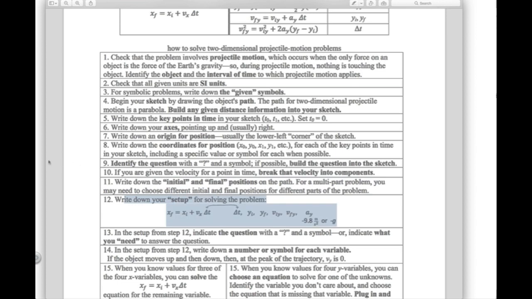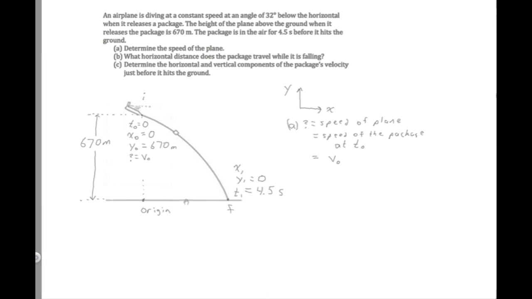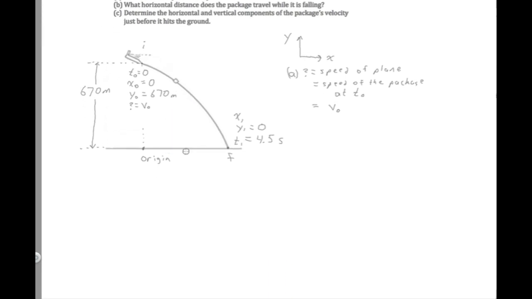Now we write down our standard setup. You should actually write this down on your paper. Don't just think about it in your head. Always write this setup down on your paper. And we write down our standard acceleration for projectile motion. Since we chose up as our positive direction, the acceleration is negative because the acceleration from gravity is downwards.